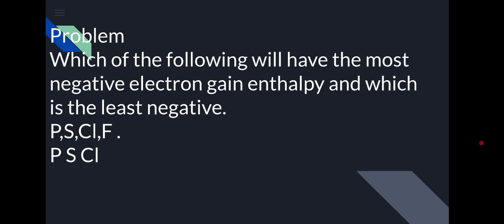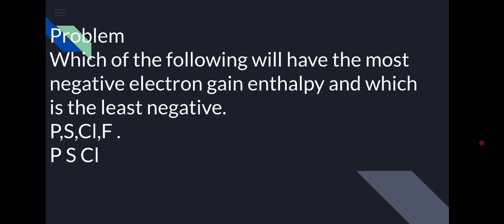So now we have a problem here. Which of the following will have the most negative electron gain enthalpy and which will have the least negative? The options given are phosphorus, sulfur, chlorine, and fluorine. So these are the four elements for which we should write the most negative and least negative electron gain enthalpy. If you place these elements in the periodic table, it's very clear that phosphorus, sulfur, and chlorine go from left to right, so we can expect that chlorine will have the highest electron gain enthalpy. Okay, so that's the right answer.